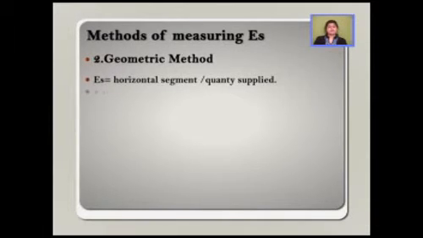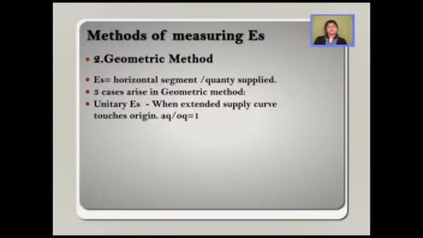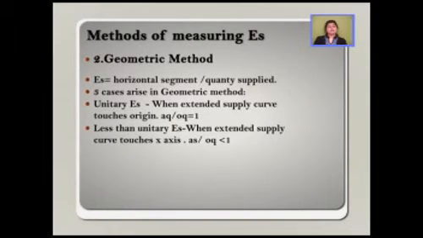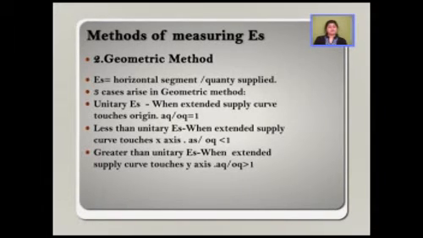Horizontal segment is that segment where the supply curve touches the x-axis. So we have to study this segment and then divide it by the quantity supplied at that level to calculate the elasticity of supply. There can be three cases, and the same have been shown in the form of diagrams, which can make things more clear to you.